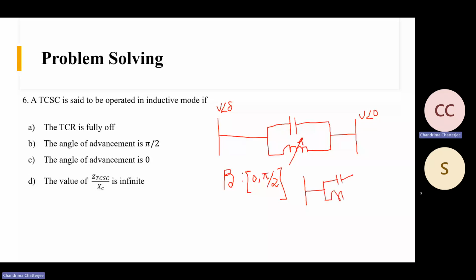Because now there is no control in the thyristor, they are just fully on. So just like that, right? And when the thyristors are fully on, then we get the inductive mode of control. So when the angle of advancement is pi by 2, in that case we get the inductive mode. Okay.